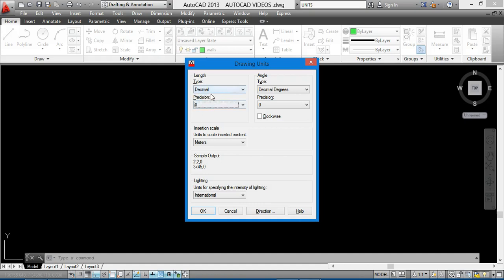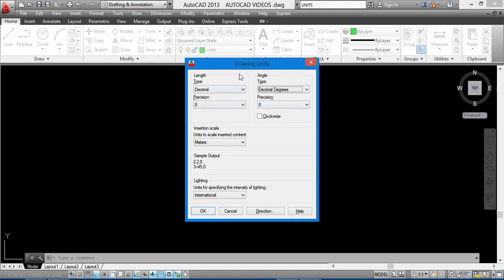So now this means that we are working in metric system and with a precision value of 0, no places beyond decimal point. The second thing which you can see here is the type of angle measurement system. If you click on this arrow, you will see that there are various types of systems which are given, like decimal degrees, gradians, radians, surveyor's units, and so on. Normally architects will be working in decimal degrees, and the precision for the angle also you can set, how precisely you want to give the angle, so you can keep it at 0.